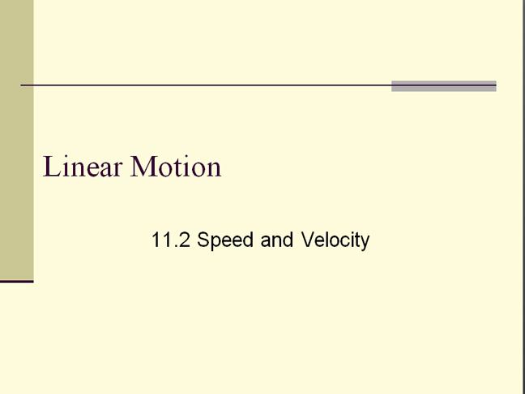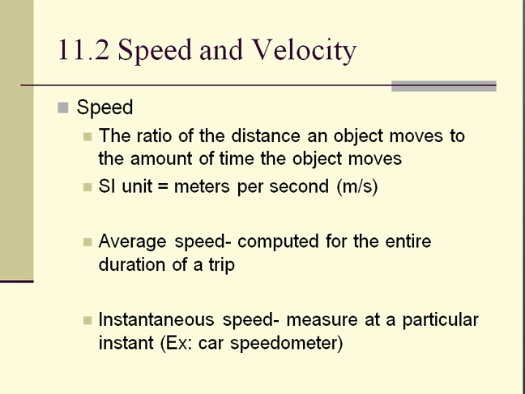11.2 is speed and velocity. Speed and velocity can often be confused as the same thing, but there's a distinct difference between the two. So we'll start with speed. Speed is the ratio of how far you went divided by how long that took you. So it's distance divided by time. We usually measure that in meters per second.